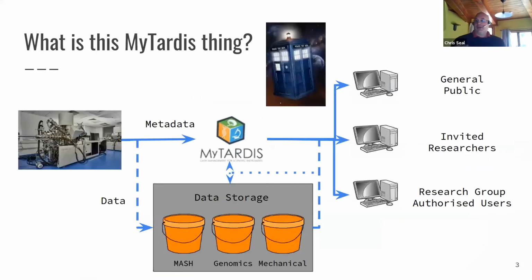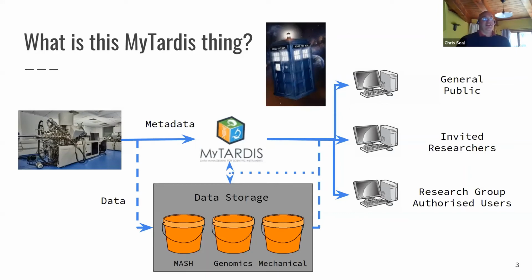I'm going to talk first about MyTARDIS, the project that we are implementing. Then I'm going to walk through the decision-making process that we went through, what the consequences of the choices we made were, and the steps that we've taken to mitigate those choices.